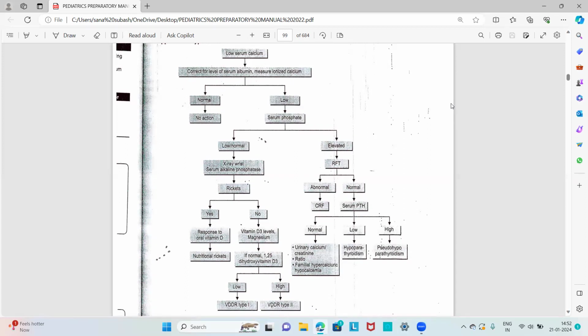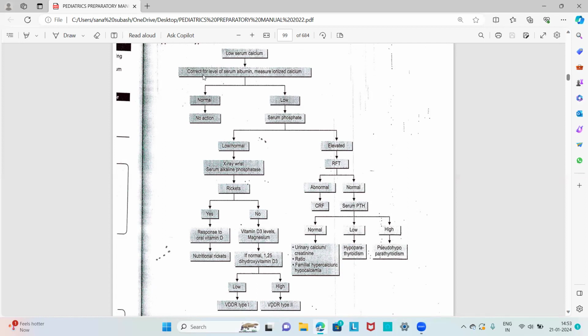So this is the approach towards hypocalcemia. Hypocalcemia means low serum calcium, that is, total serum calcium is less than 7 milligram per deciliter, or the free or ionized serum calcium is less than 4 milligram per deciliter. The corrected levels for serum albumin measure ionized calcium.